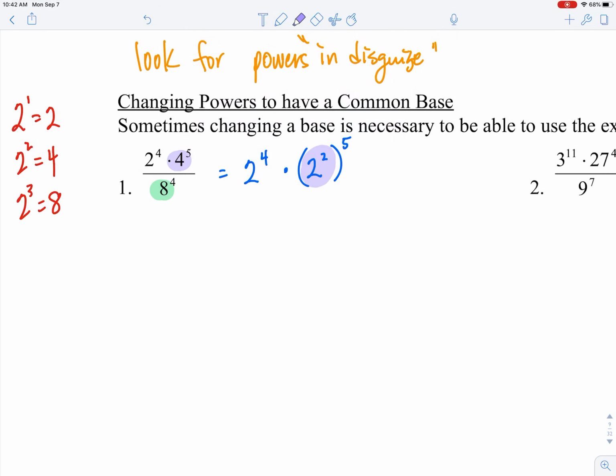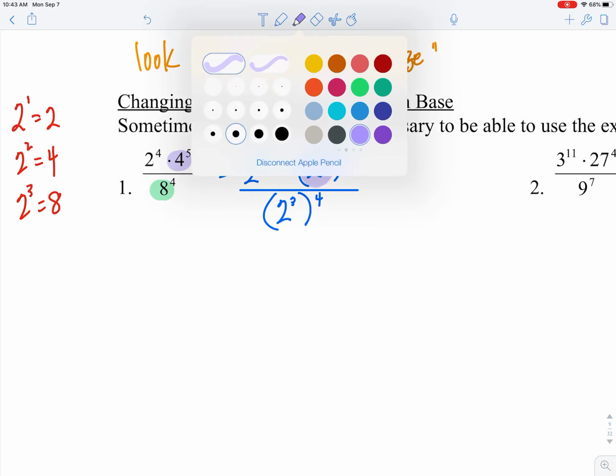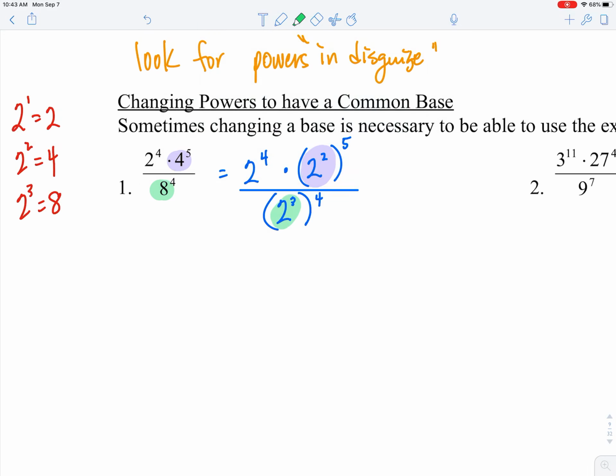So 4 is 2 to the 2, and now that's all to the 5. 8 I can write as 2 to the 3, and that's going to be to the 4. So even though we started off and they weren't all the same base, some of them were base 2 in disguise. 4 was really 2 to the 2, 8 was really 2 to the 3. Now we're going to use the power of powers rule. That means we multiply these guys first.